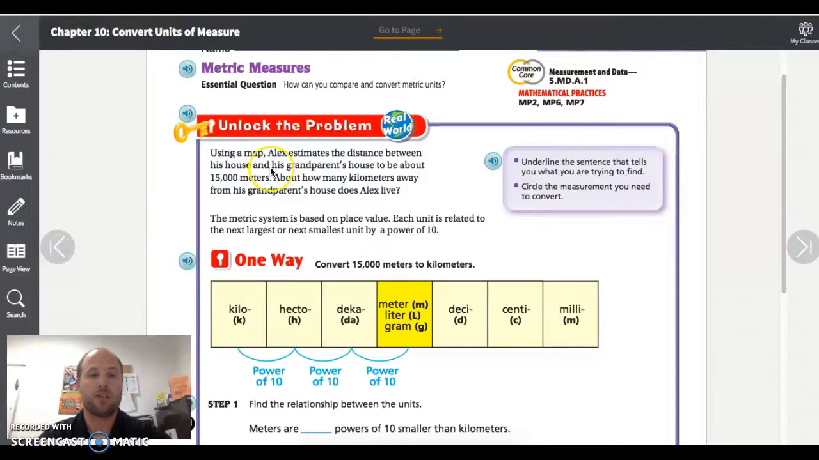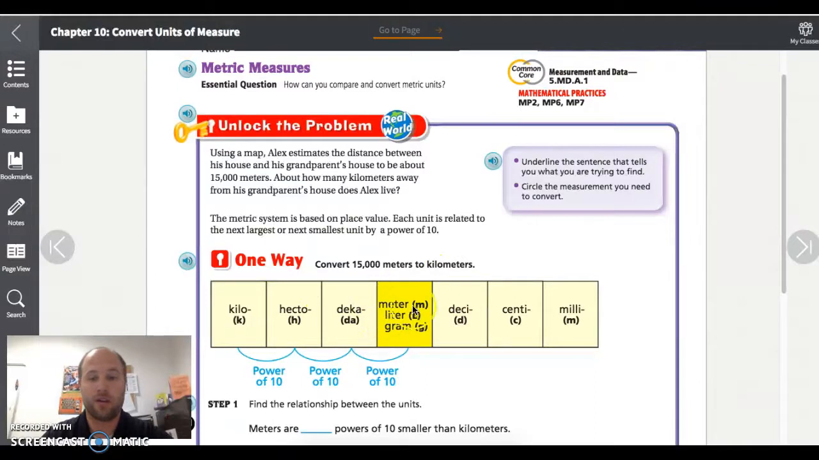Here we go. Using a map, Alex estimates the distance between his house and his grandparents' house to be about 15,000 meters. About how many kilometers away from his grandparents' house does Alex live? The metric system is based on place value. Each unit is related to the next largest or the next smallest by a power of 10. Guys, that's just like place value. We should be used to this. So each hop is a value of times 10 or a power of 10. So we need today to convert 15,000 meters to kilometers.